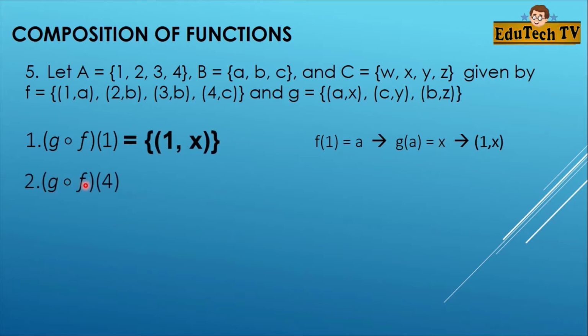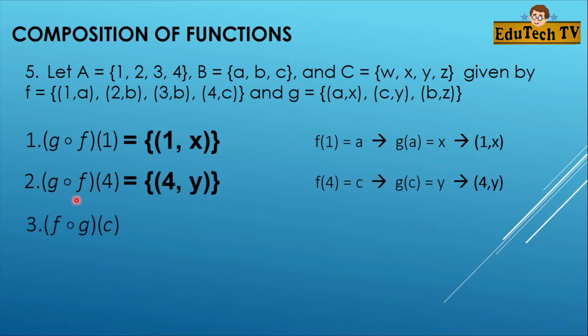Next, g composed of f of 4. Now, 4 will be our input to f. So, we're going to have an output of c, and c as the input of g, then the output would be y. So, that's why we have (4, y). Lastly, if we're going to have f composed of g of c, so meaning we're going to look first at g. So, our input is c. So, the output for g of c is y. Then, if we're going to look at f, there's no y. So, that is why it is an empty relation or empty set. Therefore, this composition of function is an empty relation.